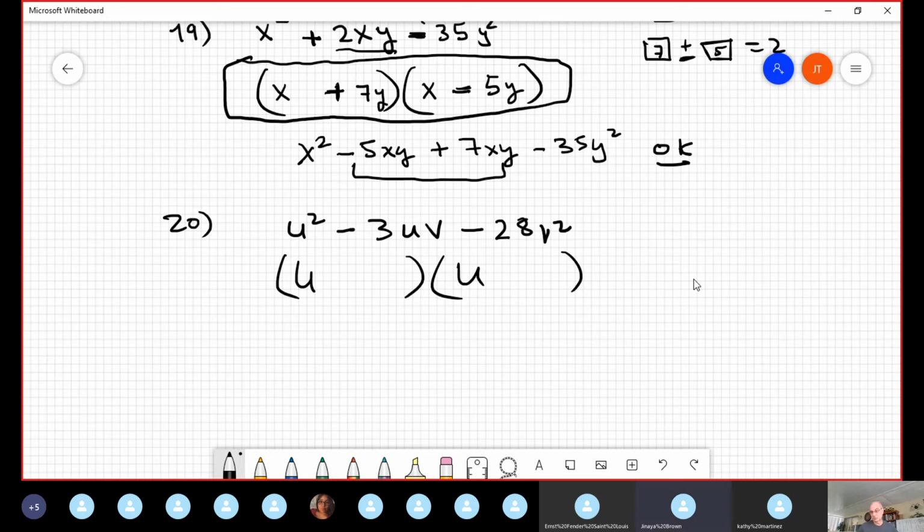7 and 4. Exactly. 7b, don't forget the name of the second variable, and 4b, because 7 times 4 is 28, and somehow 7 minus 4 is 3. What sign? Who is positive? Who is negative? Is it negative both, or positive both? What do you think?